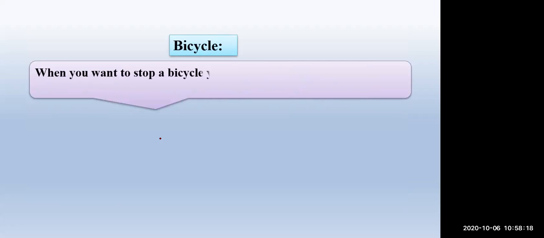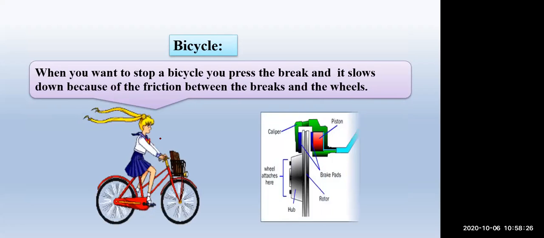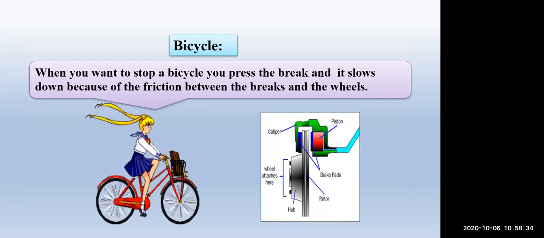Okay, so if we consider a bicycle, when you want to stop it, you press the brake and it slows down because of the friction between the brakes and the wheel. You can see in this diagram, when you apply the brake, this blue one, the brake pad, comes in contact with the wheel and therefore it stops. So the friction is the force between these two, and that stops the bicycle. So you can see how important friction is in day-to-day life.